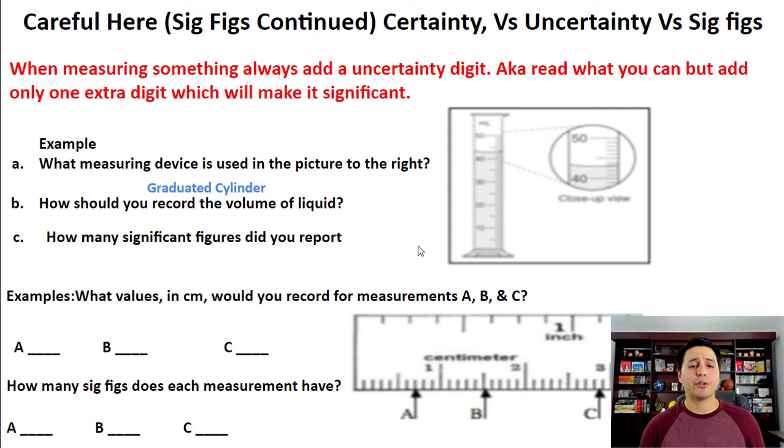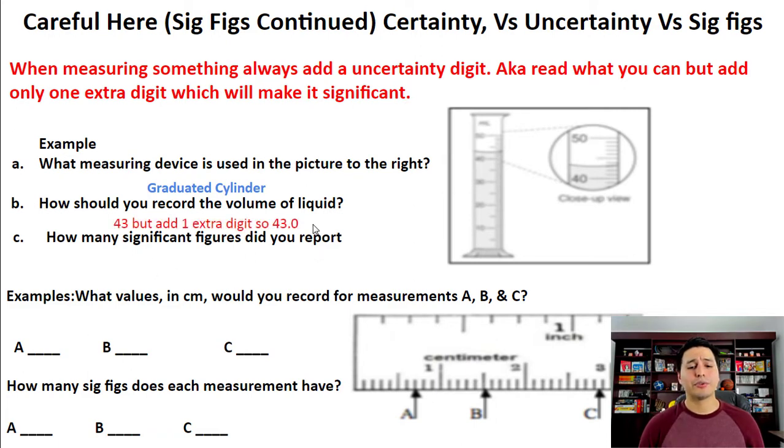Question B says, how should you record the volume of the liquid? What you want to do is measure out the liquid from what you can see. In this case, we're going to say that it's 43. Now we know for sure that it's 43, but we've got to add that one extra digit. That one extra digit is going to represent our uncertain digit. In this case, I'm going to say that it's 0.0. So we should have a total of 3 sig figs.